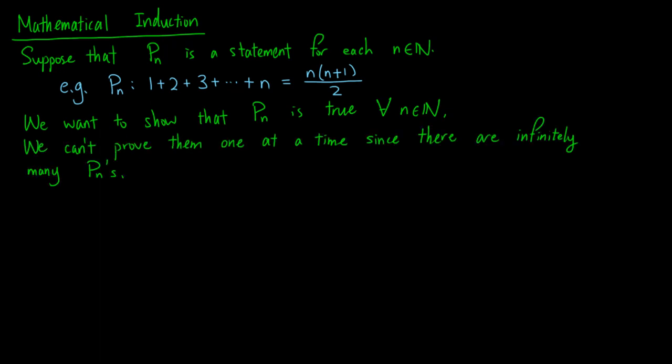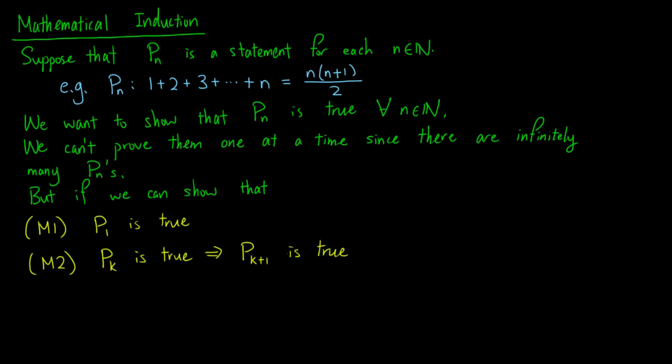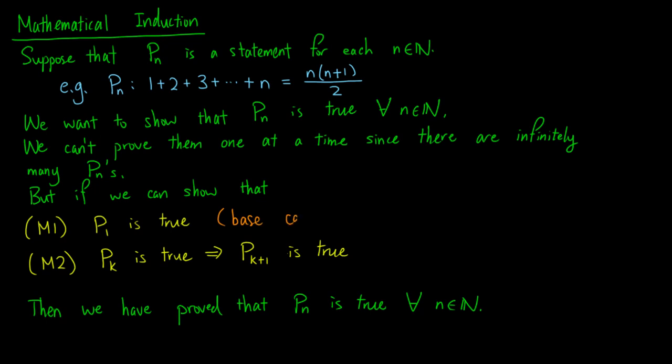It is clear that we can't prove them directly one by one because there are infinitely many positive integers n. However, if we can show that P1 is true, and given that Pk is true, Pk plus 1 is also true, then we have shown that Pn is true for all positive integers n. Here, P1 is known as the base case, and Pk is known as the inductive hypothesis.